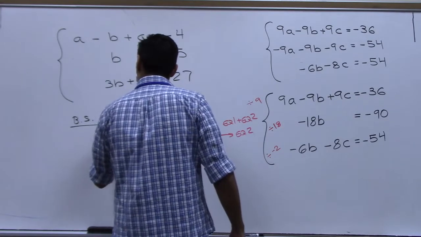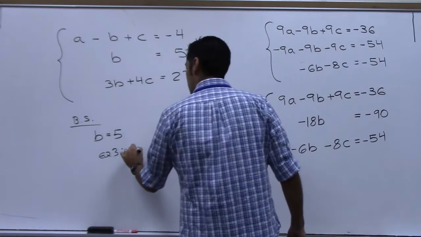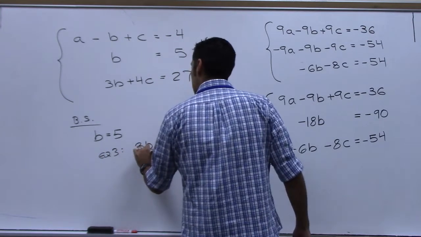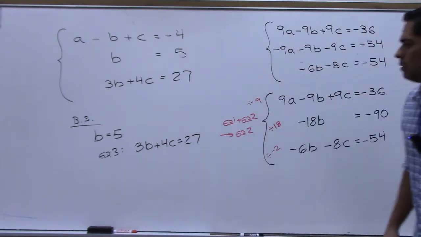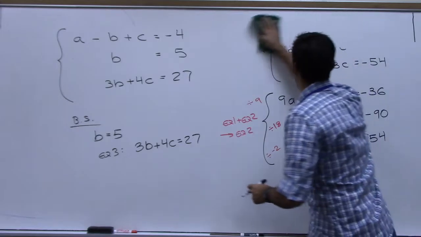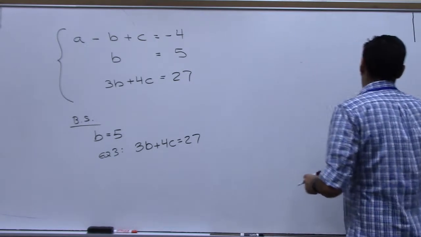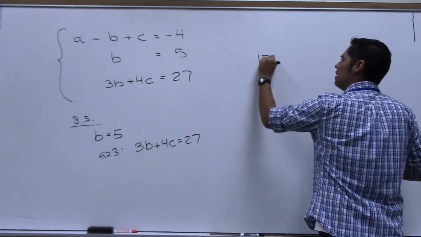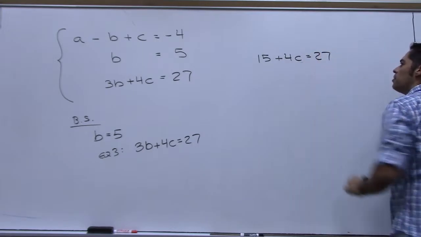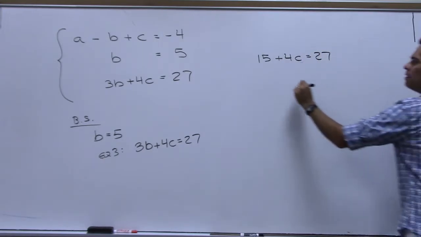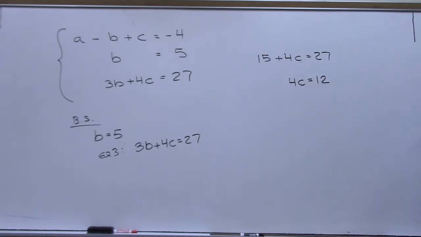B is 5. All right. I'm going to go to equation 3. 3B plus 4C equals 27. Replace B with 5. So you get 15 plus 4C equals 27. Subtract 15 on both sides. 4C is 12. C is 3.